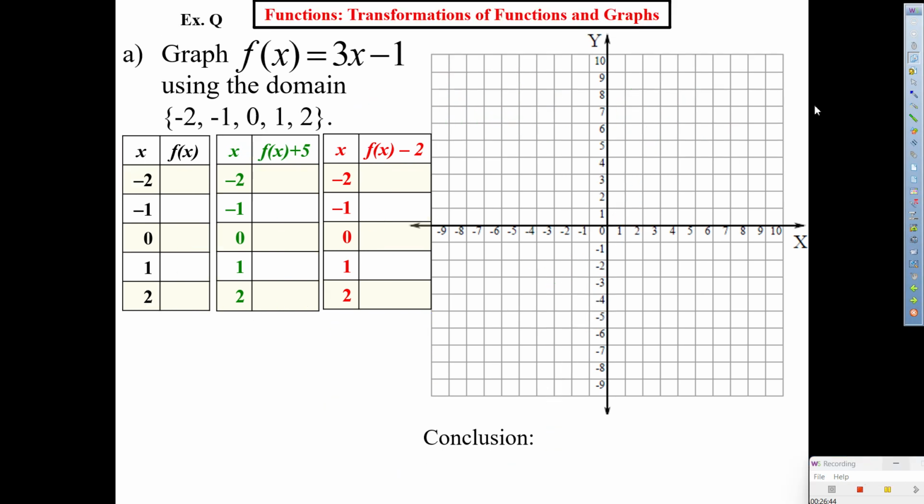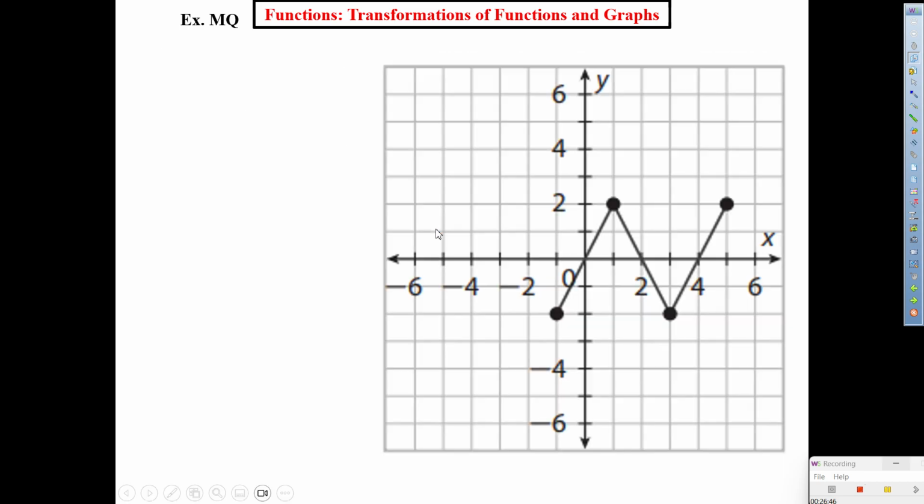All right. Let's see how well we do with that. Look up to the screen. Let's say I gave you this. How many points do you see? 4, okay? And since it's the original one, what are we going to call it? f of x. That is correct.